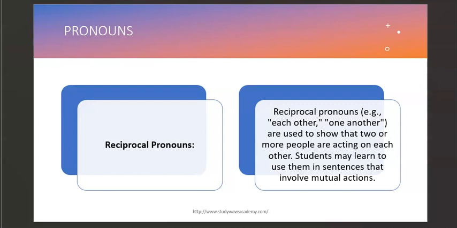Or one another, here, they love one another. Maybe the mother and the child here love one another. So the mother loves the child and the child loves the mother. So these are called reciprocal pronouns. An action is being done, or two or more people are acting on each other. So we must learn about these two, and it's very important we understand it.